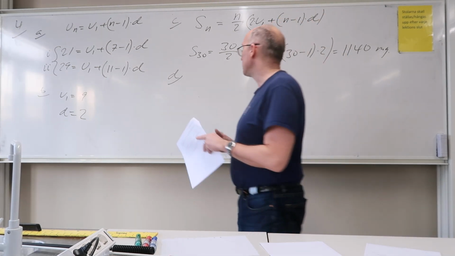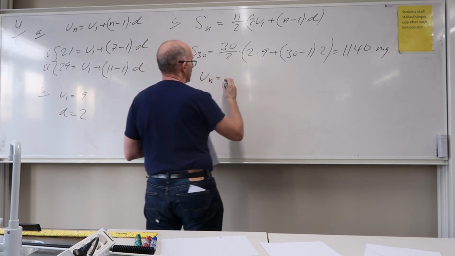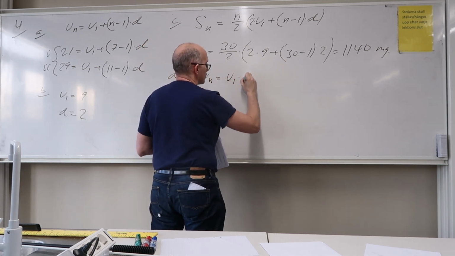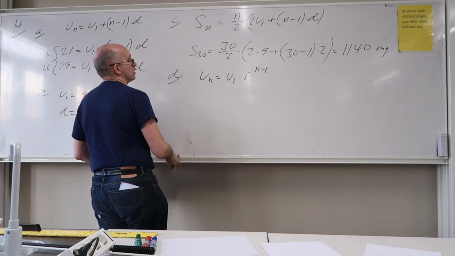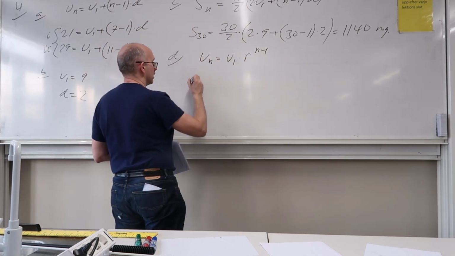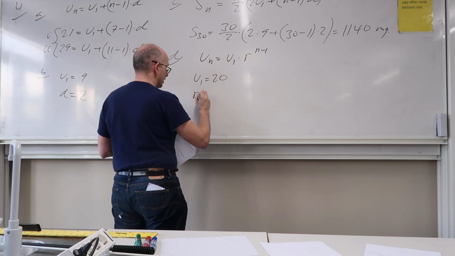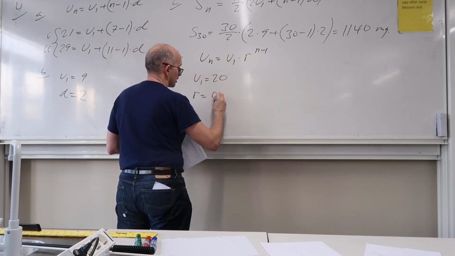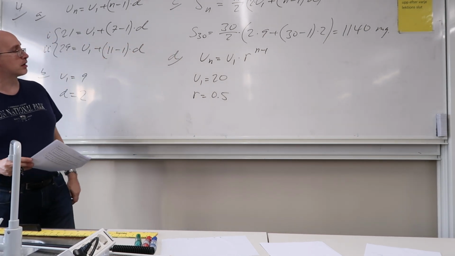And what we are writing is a geometric sequence. So un is first term times ratio to the power of n minus 1. That's the formula for a geometric sequence. Okay? They say that the first term is 20. They say that the ratio is a decrease by 50%. Okay?